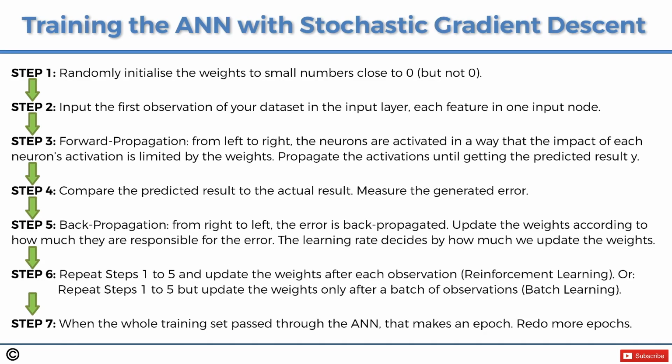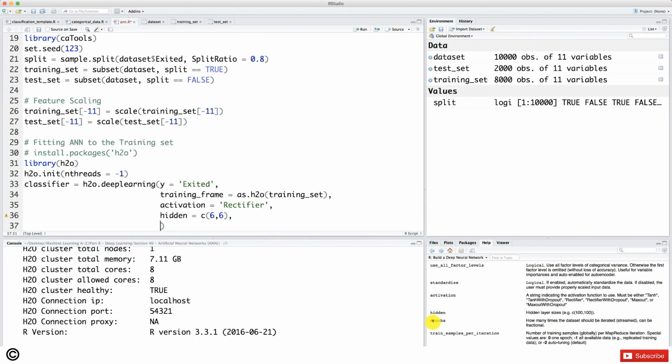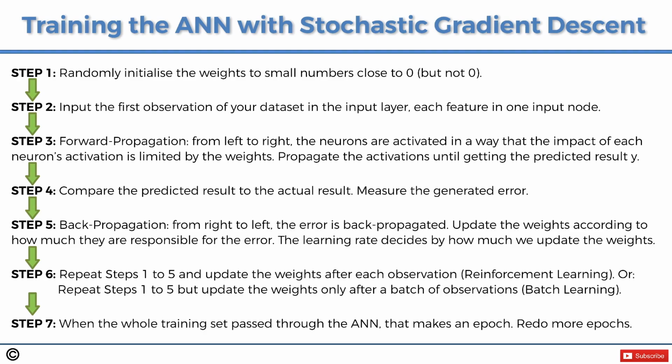If we go back to our intuition slide about the stochastic gradient descent algorithm, well, we can see this number of epochs here in step 7. When the whole training set completed all the steps from 1 to 6 passing through the ANN, well, that makes an epoch, and we redo many more epochs. So this number epochs here is this number of times we are repeating the whole process of steps 1 to 6 for the whole training set, either by updating the weights after each observation or by updating the weights after each batch of observations, for example, 10 observations.